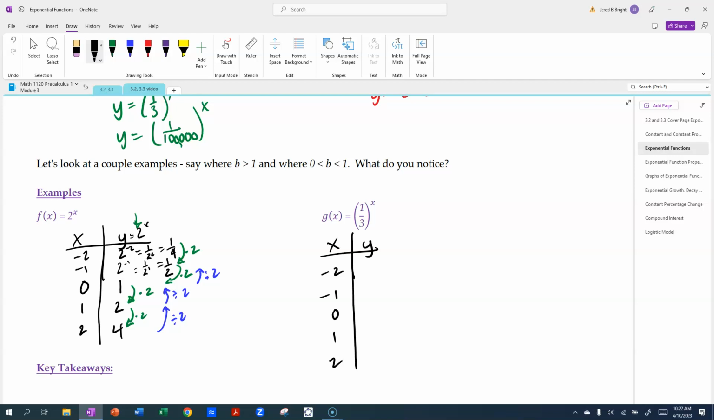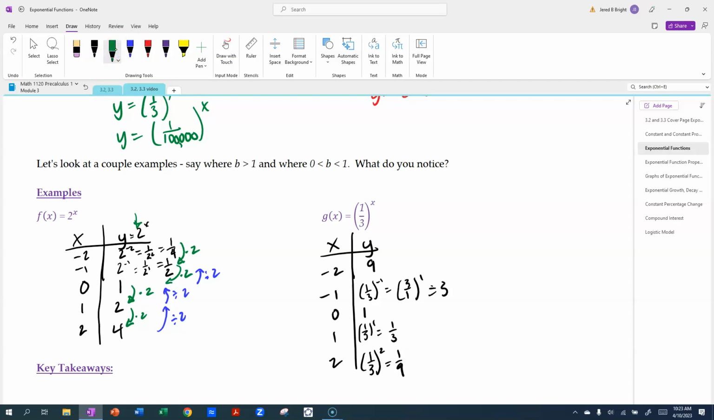Anything to the 0 power is 1. And then if I do 1/3 all to the first, that would just be 1/3. And then I'd have 1 over 3 squared is 1 over 9. And then 1/3 to the -1. Well, if I have a negative exponent, I interchange numerator and denominator. Oh, that's just 3. Do you think that's going to be 9? Let's see if we can verify it using the same sort of methods we did previously.